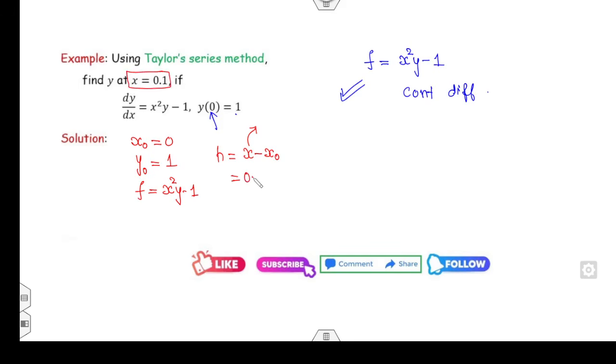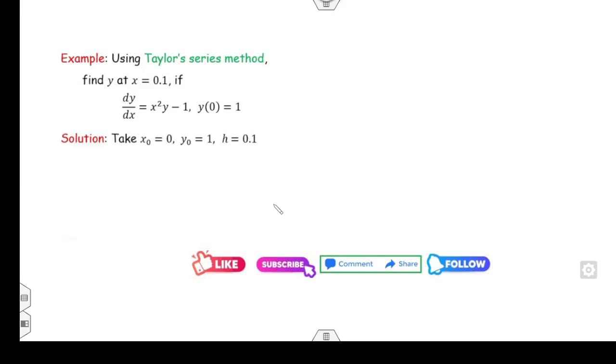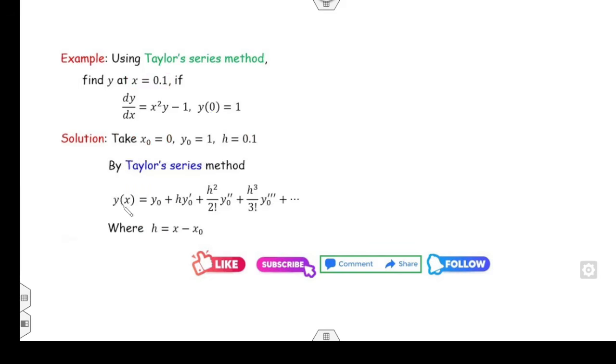Your target is to find the values at 0.1. x naught is my 0, so h is my 0.1. Therefore, by the Taylor series method, we can find y naught and so on. So our target is to calculate the values of y double prime, y triple prime, and so on, where y dash is already given to you.